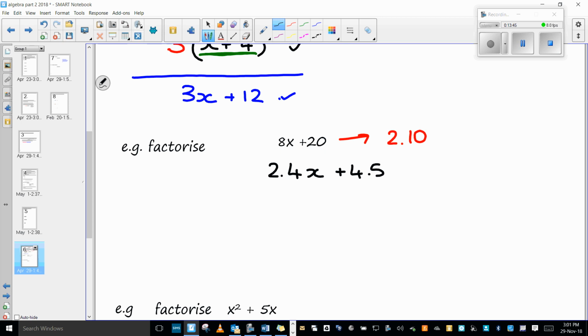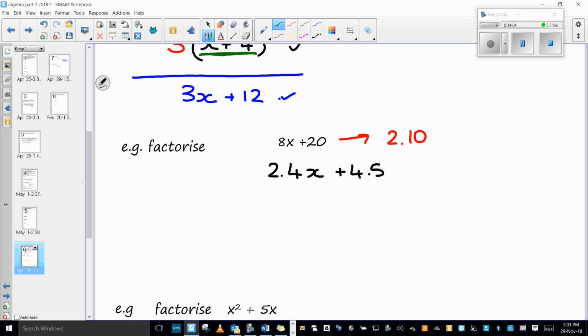Wait, so if on the test, if you're working on a worksheet, if you're working it out, could you do 2 times 4x plus 4 times... Yes, you can totally do that. Alright, may I possibly finish this and then we can answer your questions? Okay, because I haven't finished this question yet.